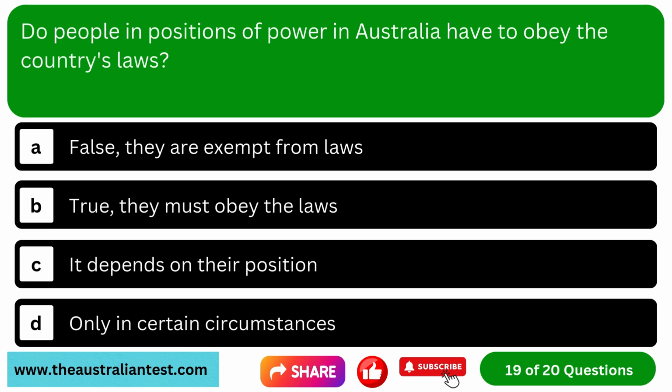Question 19, do people in positions of power in Australia have to obey the country's laws? Option A, false, they are exempt from laws. Option B, true, they must obey the laws. Option C, it depends on their position. Option D, only in certain circumstances.